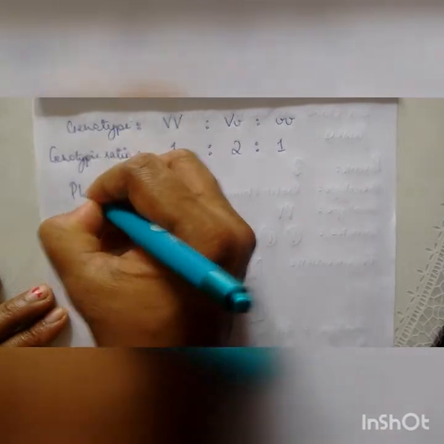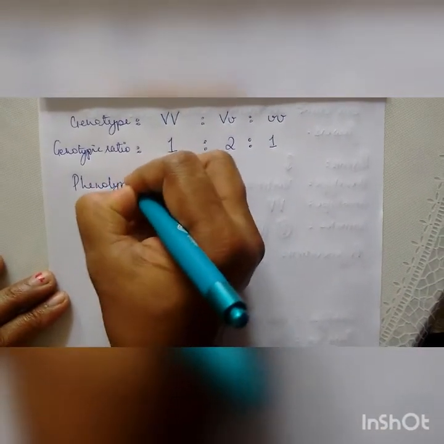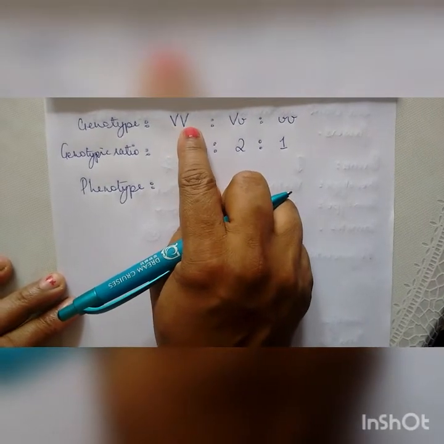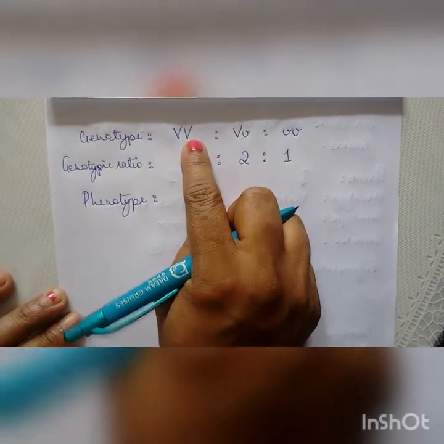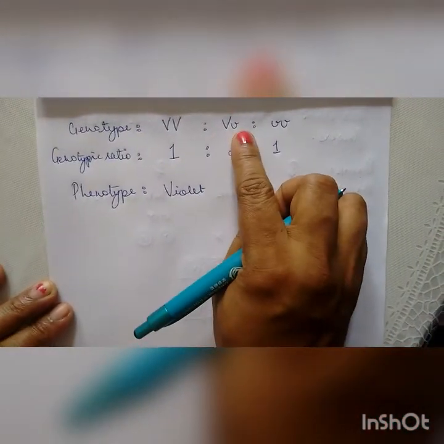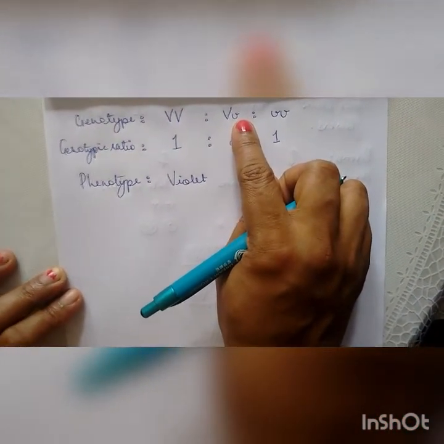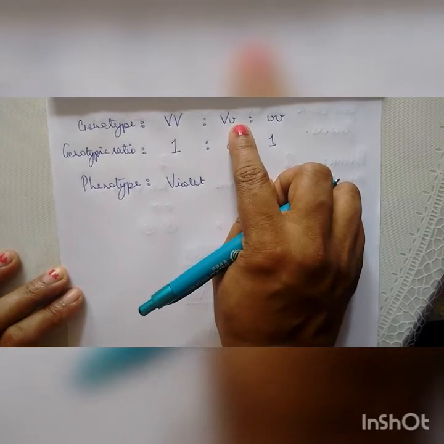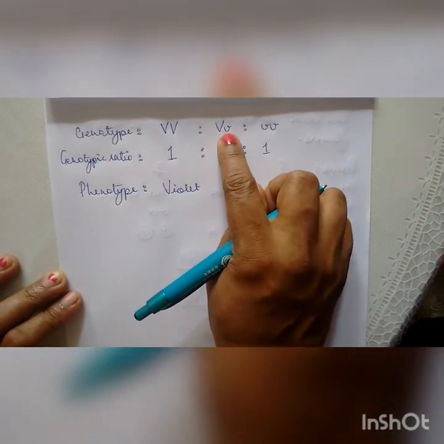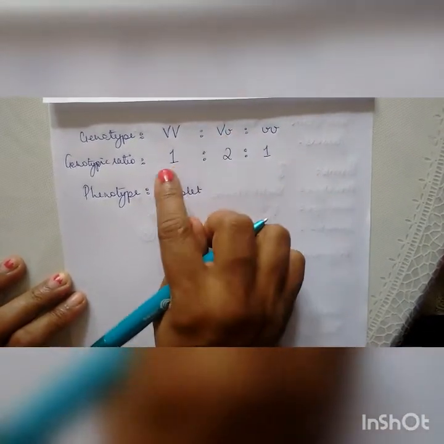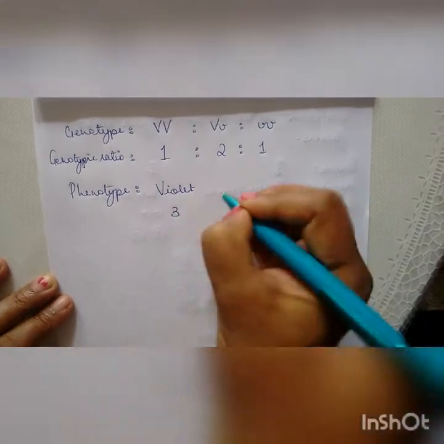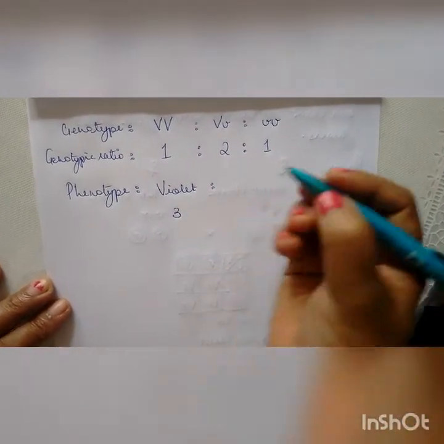Now phenotype, let us deduce the phenotype of the F2 generation. Capital V capital V, what kind of flowers will this plant produce? Violet. Capital V, small v, what kind of flowers will this plant produce? Violet again, because the law of dominance tells us that the dominant allele will suppress the recessive allele. So violet. So we have in the F2 generation 1 plus 2, 3 violet flowers. 3 plants producing violet flowers.